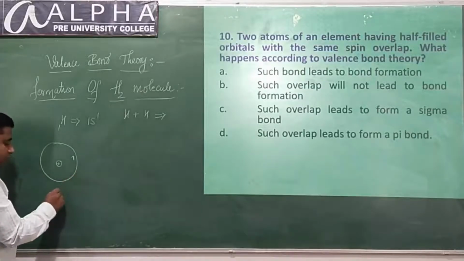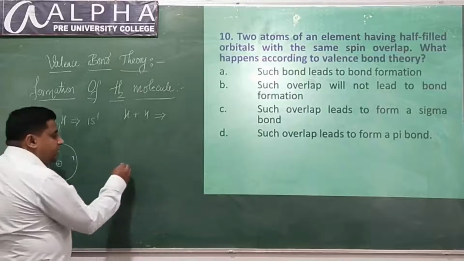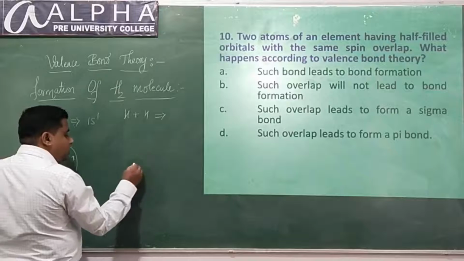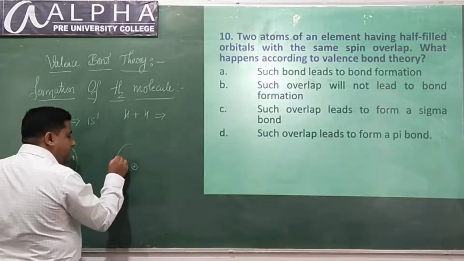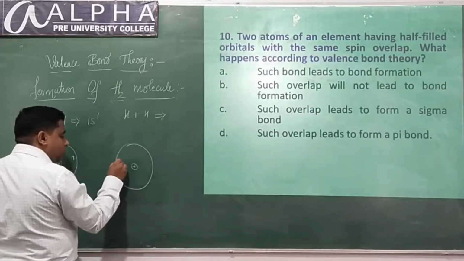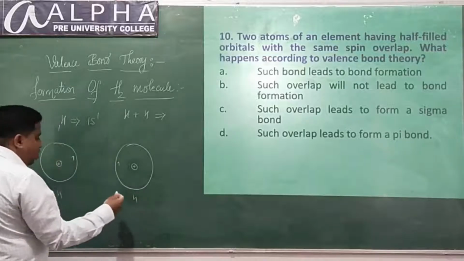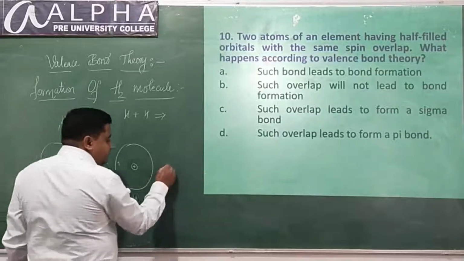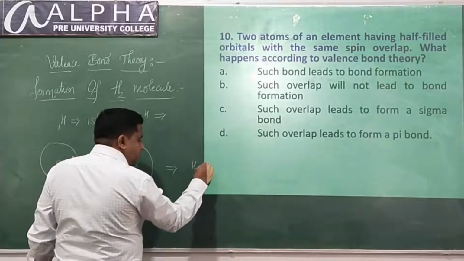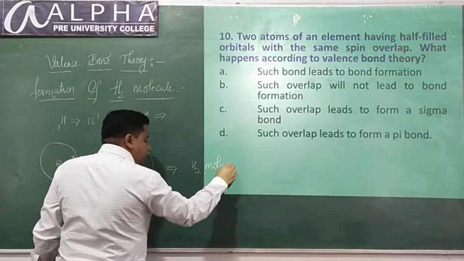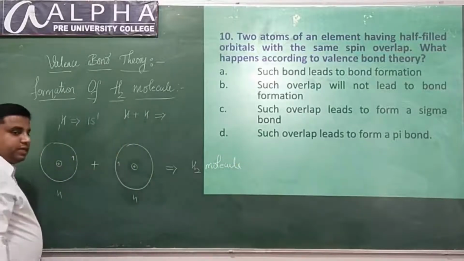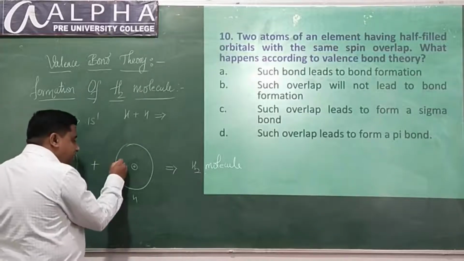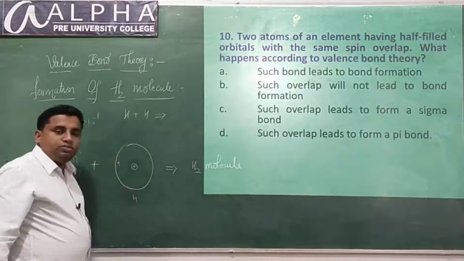Look here, this is one hydrogen, and let us take another hydrogen atom. Another hydrogen atom also has 1 proton and 1 electron. Now if the atomic orbital of this hydrogen overlaps with the atomic orbital of this hydrogen, it gives rise to the formation of a hydrogen molecule, no doubt in it.